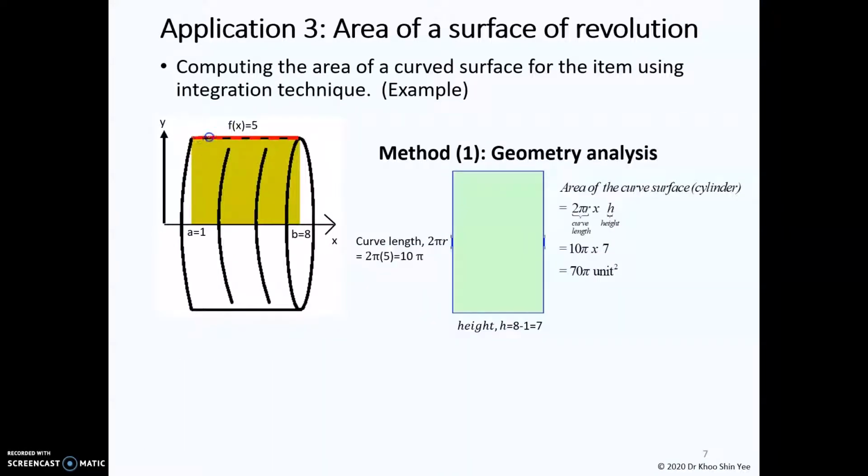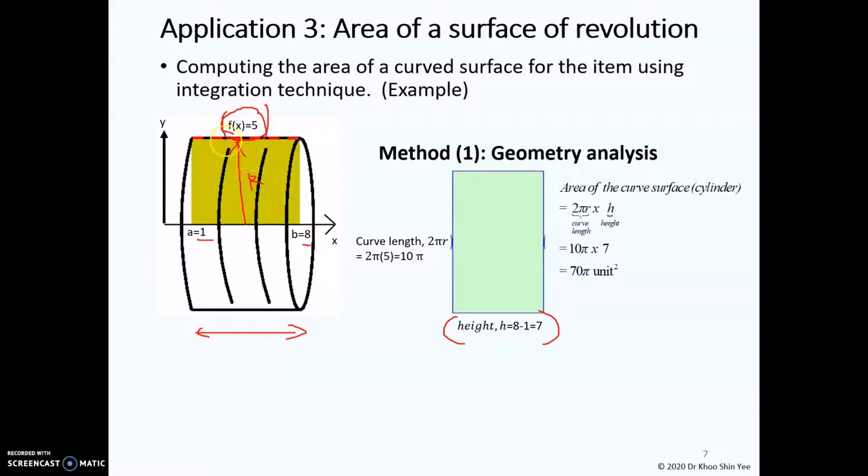In this example, you have a function f(x) equal to 5 here with the limits 1 to 8. So the length here is equal to 8 minus 1, which is 7. f(x) equal to 5 is the height of this function, which is also the radius.